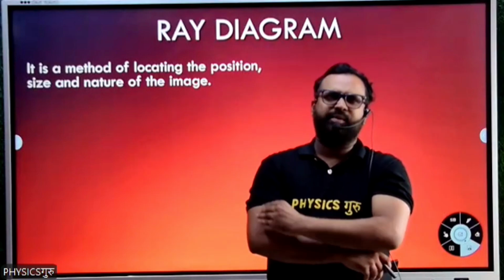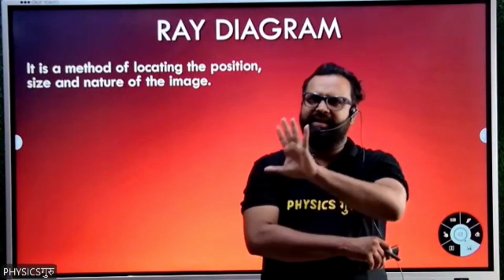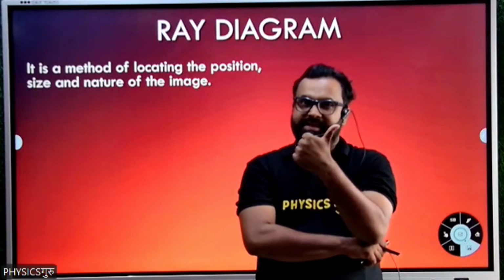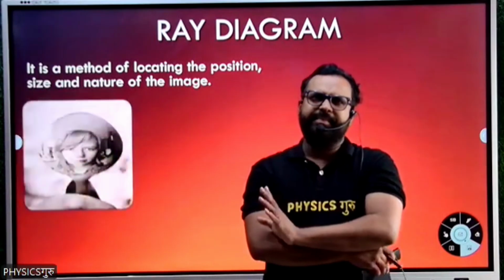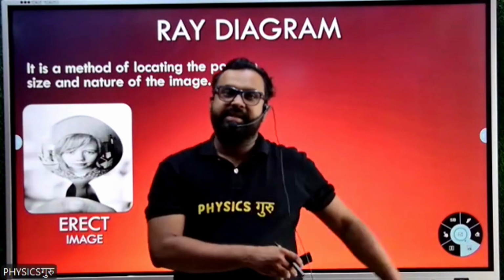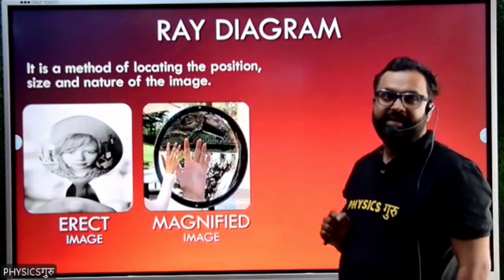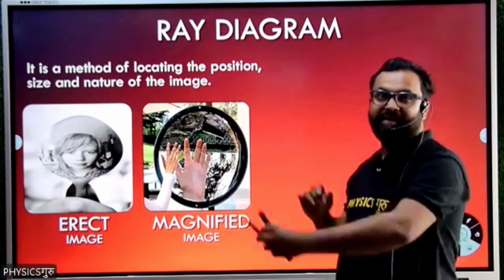A ray diagram is a method of locating the position, size, and nature of an image. Basically, in ray diagrams we study three things: position of an object, size of image, and nature of image. See, this is an erect image. If you look at this image, it is an erect image, right? This is a magnified image.